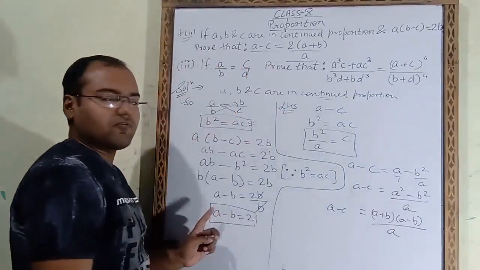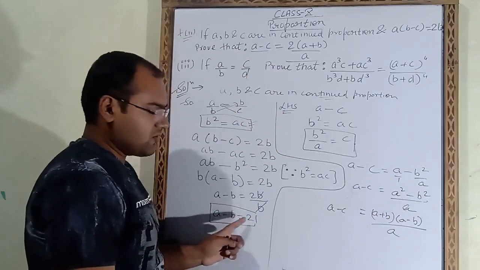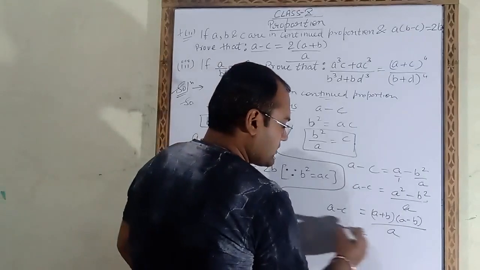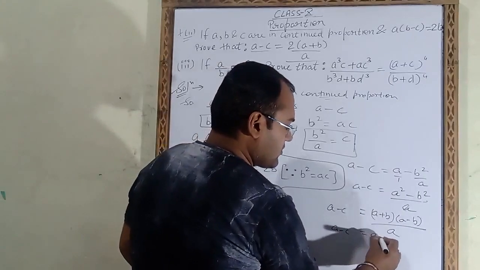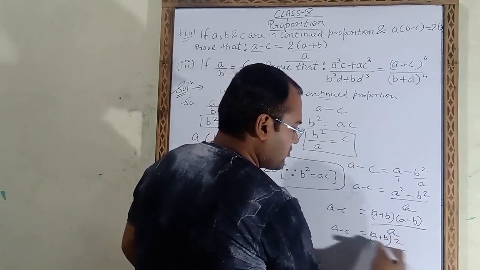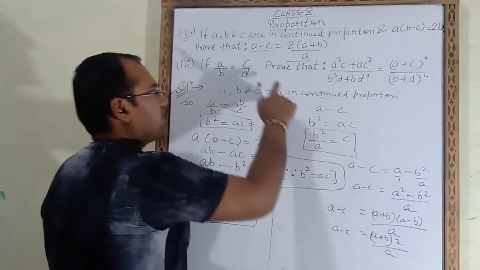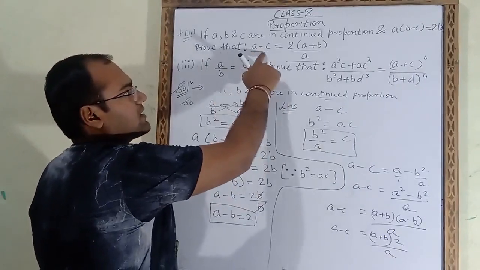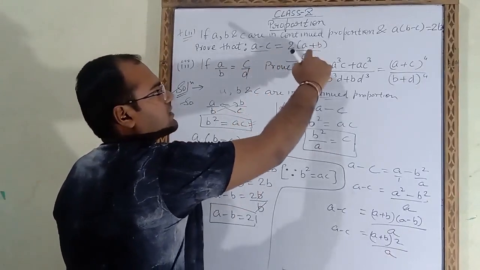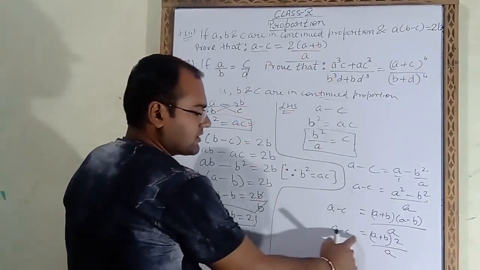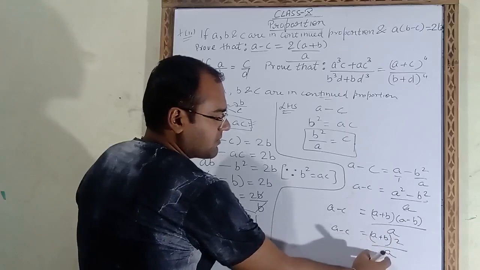Here we had to find the value of A minus B. A minus B value is 2. We will put here A minus C is equal to A plus B into 2 upon A. Now we will check it. We have to prove that A minus C answer is 2 bracket A plus B upon A. So A minus C answer is 2 bracket A plus B upon A.